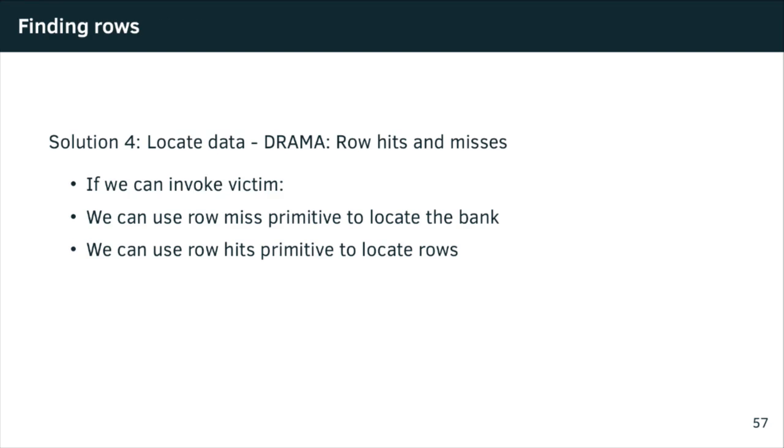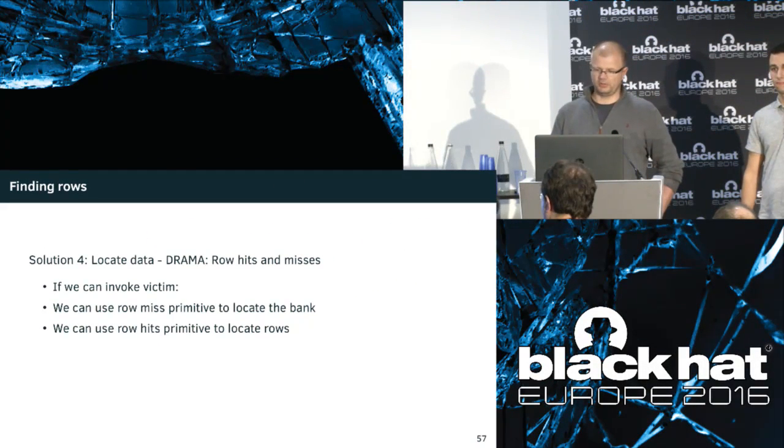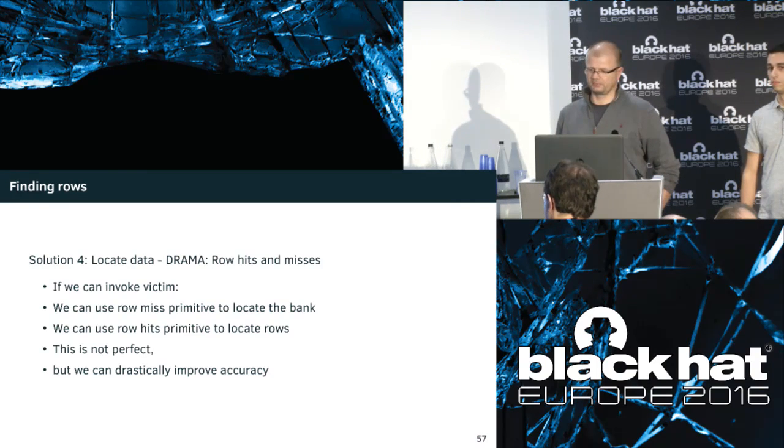So there's a fourth solution, and this goes back to the spying stuff. If we're able to invoke victim code, say you can make him use his private key by accessing his website, well, then you can use the row miss primitive to locate the bank where he's in. And if you're very lucky, you get to be in the same row as the victim, and then you can locate the exact row where he is using the spying method we showed before. Of course, this isn't perfect, but it does drastically improve accuracy.